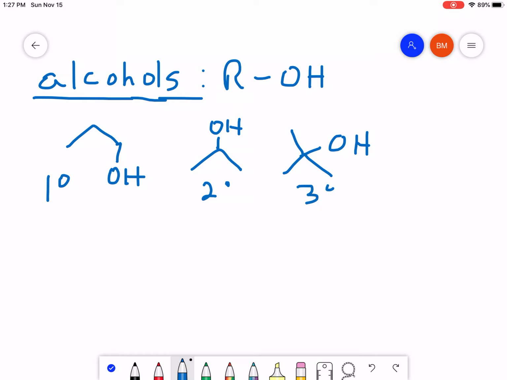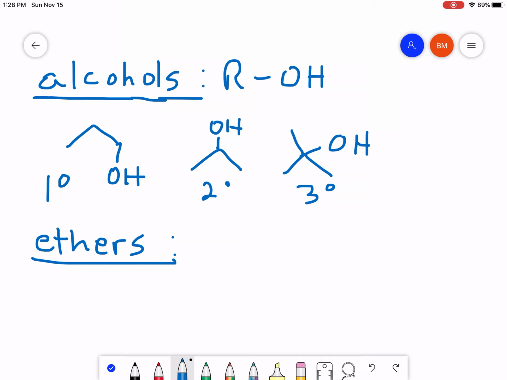And just like we saw with alkyl halides, the type of alcohol it is will make a difference in the type of reaction mechanisms that it'll participate in. It doesn't follow the exact same patterns as alkyl halides, unfortunately, but it does make a difference. The next two might be a little bit newer to you.